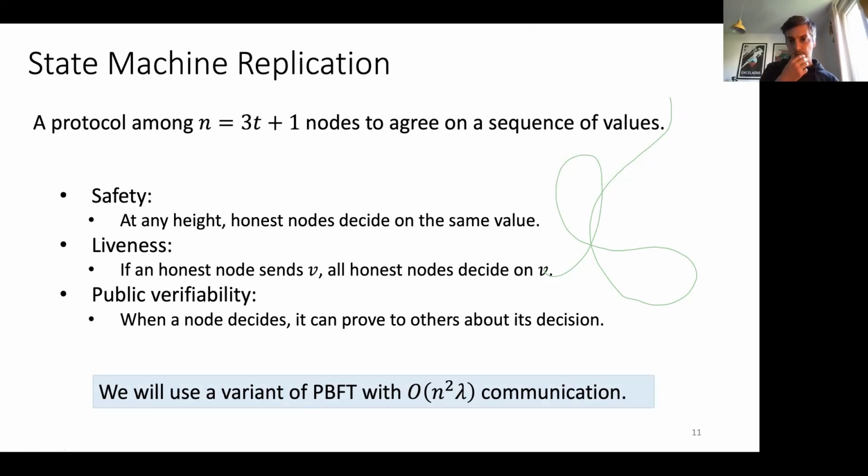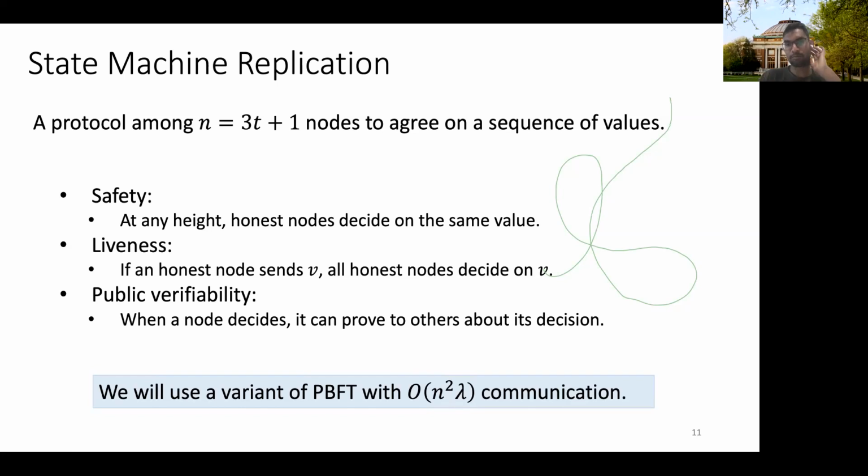Is this PBFT worst-case communication, or is the worst case n cubed? That's a very good question. In PBFT, what do you mean by worst case? It might happen that you get a sequence of f bad leaders, and none of those bad leaders do their job. For each bad leader, you'll have order n squared lambda communication. So in the worst case, before you produce an output, you'll have n cubed communication.